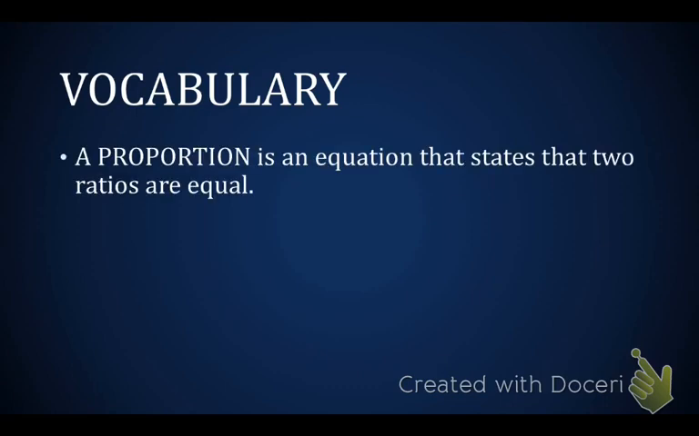If you remember from last year, a proportion is an equation that states that two ratios are equal. So two fractions are equal. Two things that are comparing different things are equal. For example, A over B equals C over D. If those are equal, that is a proportion. That just means that A is to B as C is to D.